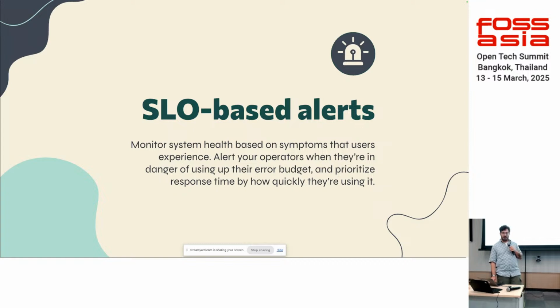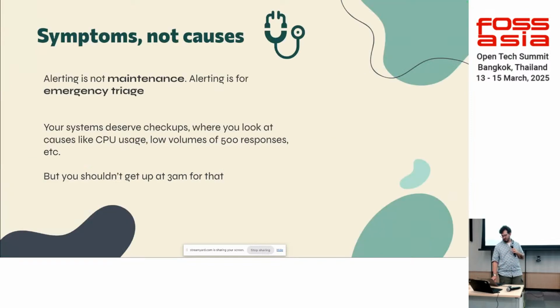After you get an indicator and an objective, we can start talking about alerting. So we're monitoring based on our user symptoms, and at this point, we're going to start alerting based on when those user needs are not being met. The point to get across here is that alerting is for emergencies. You're going to wake somebody up at 3 a.m. because things are really broken, not because things might be bad in 4 hours.